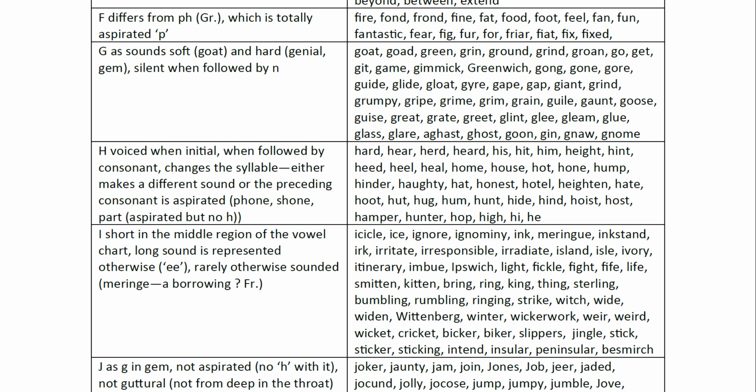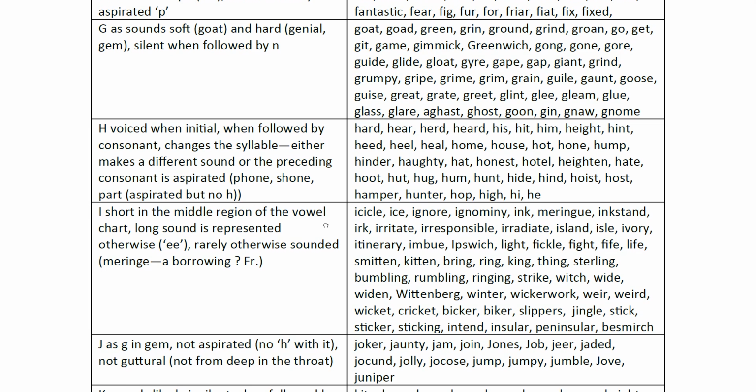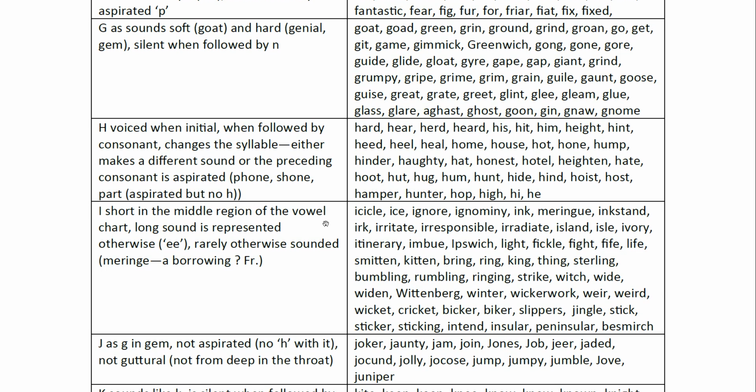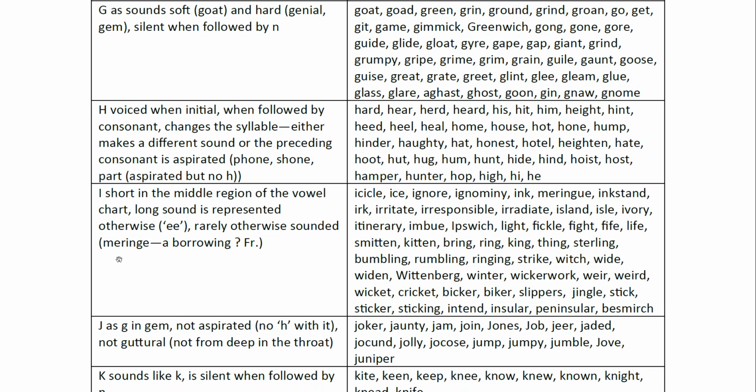Anyway, fire, fond, frond, fine, fat, food, foot, feel, fan, fun, fantastic, fair, fig, fur, for, fryer, fiat, fix, fixed. Remember to speak t instead of d, because th is not making a sound. So that's why it's unvoiced. So fixed. G has two sounds in English, the g sound and the j sound. G is called soft, while j is called hard. There was no j sound in Latin, so that is a borrowing from other foreign influences, I suppose, in English.